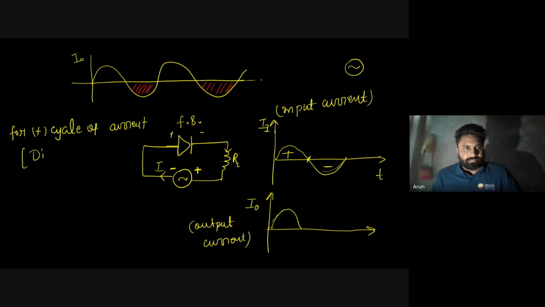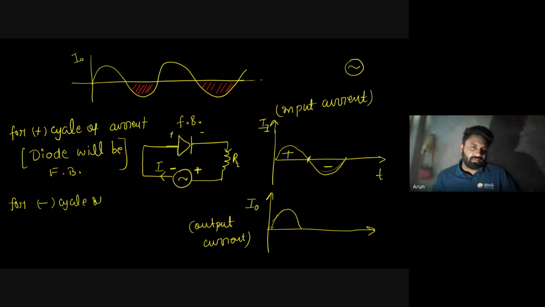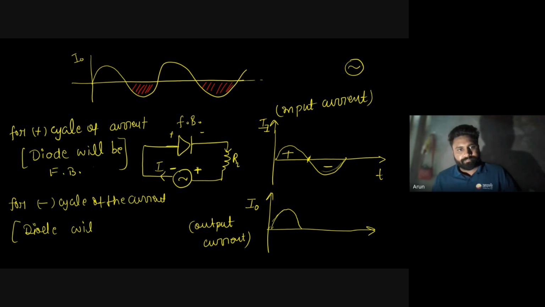the diode will be forward bias, and for the negative cycle of the current, the diode will be reverse bias.